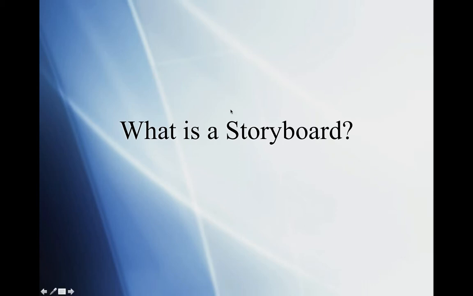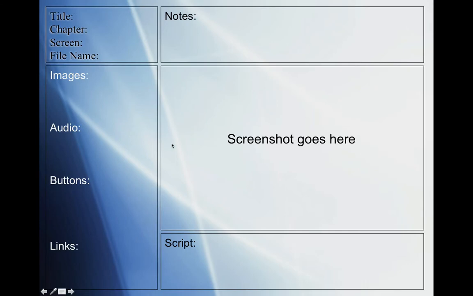So basically, what is a storyboard? A storyboard is like when you're developing a movie. They develop each scene in a picture. Basically, it's a quality check when you're developing something. So here's a sample storyboard. You can see where the screen would go here. You can see there's a title, file name, some notes, images, what do I have? The point of this storyboard is that I could give this to a developer or a computer programmer and they could develop exactly what I'm asking them to.